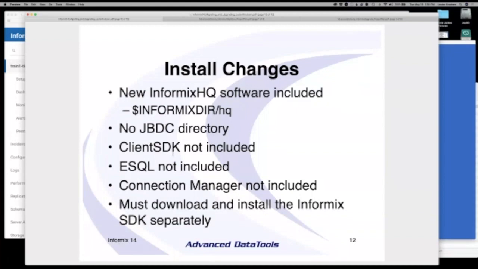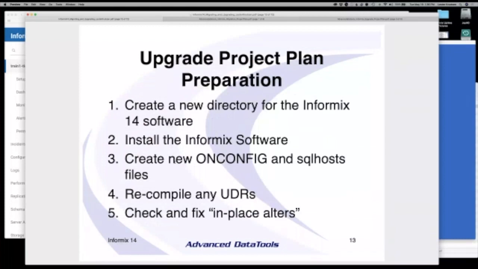Now, basically, my steps are you create a directory for the new software, install it, create your own config files. If you have any user-defined UDRs that need to be compiled, you need to recompile them. And to do that, you'll need the SDK with the ESQLC compiler. Step number 5 is you want to check and fix any in-place alters if you have them.